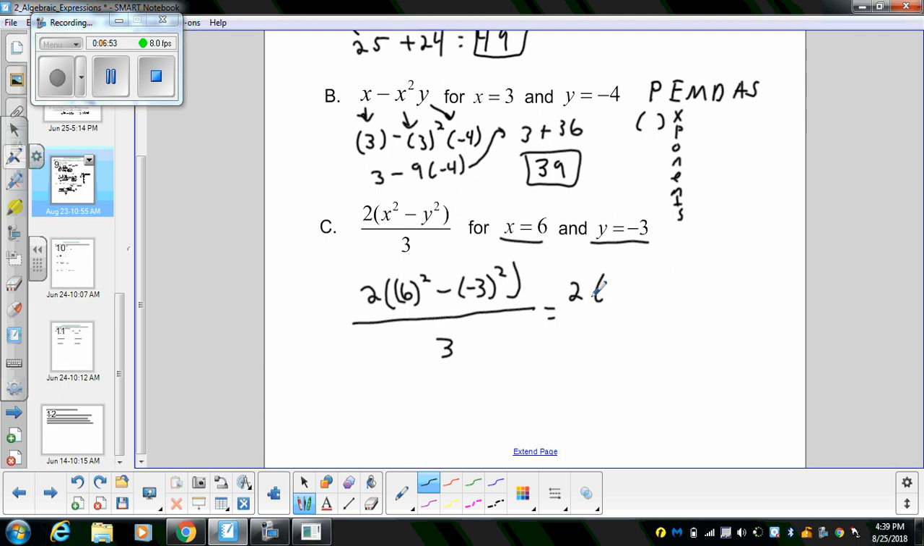So that's going to give me 2. 6 squared is 6 times 6, which is 36, minus, this is a negative 3 squared, so that's negative 3 times negative 3, which gives me a positive 9. But that minus here is from this original minus sign here. That's why it's not plus. And then if I finish what's in parentheses, that's 36 minus 9, which I believe is 27.